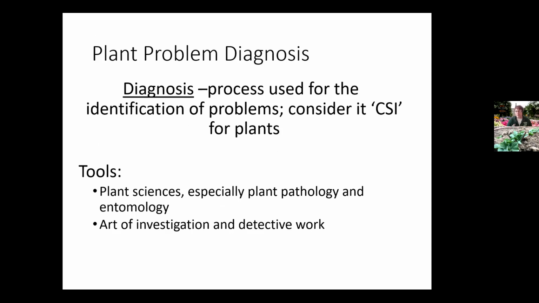We use entomology, which is the study of insects. We use plant pathology. We use plant identification. We use biology of plant, horticulture. All of those things are involved in plant problem diagnosis, because a lot of it starts with, what kind of plant do we have here? And so we have to know what that is in order to be able to understand what's going on.